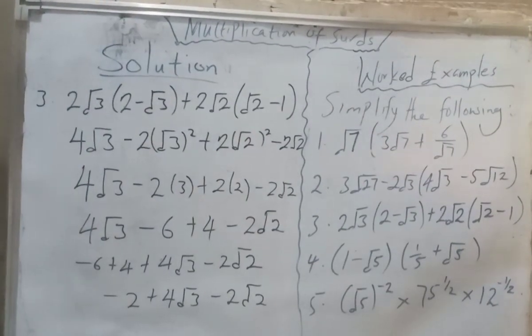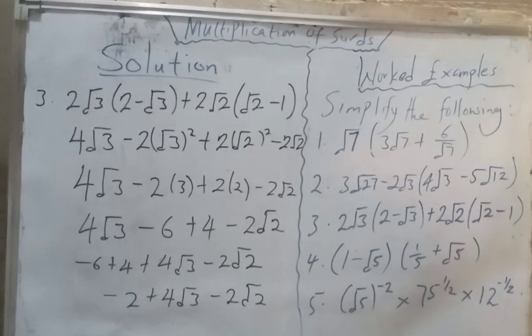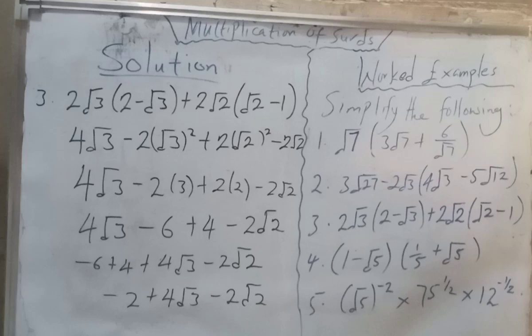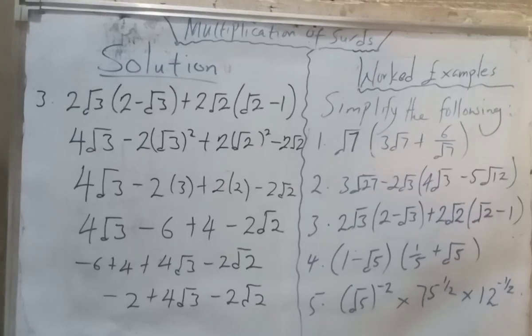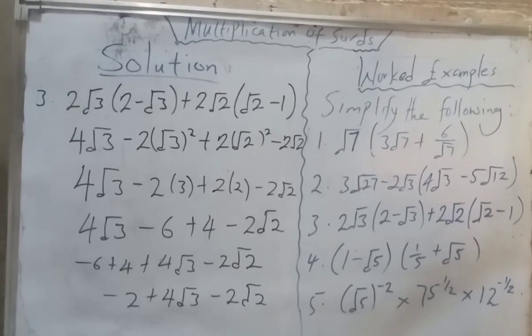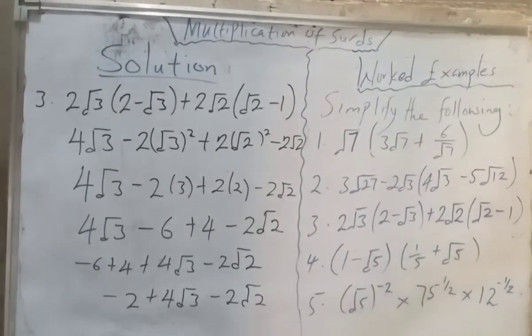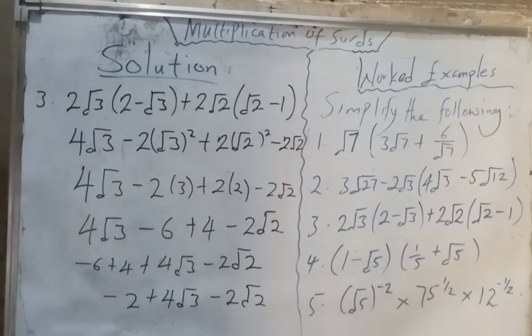And in our previous lesson, we said that unlike surds cannot be added or subtracted. So since unlike surds cannot be added or subtracted, we leave our answer like this. So the answer to the question will be negative 2 plus 4 root 3 minus 2 root 2. That is how we answer example 3 as well.